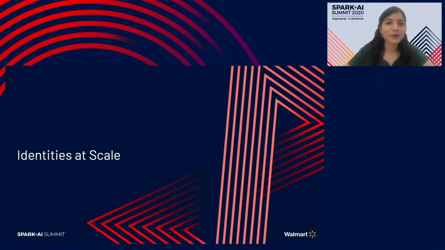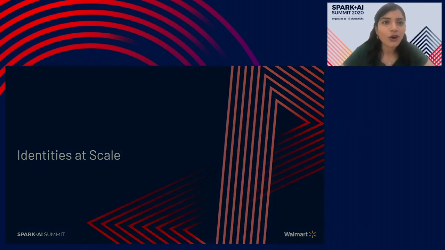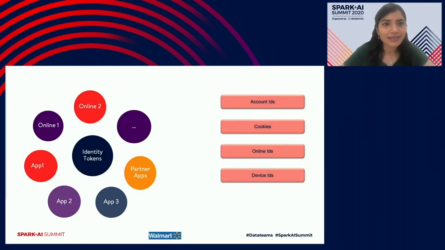Identities at scale. What do we mean by identities? Anything that helps us to uniquely identify who you are is known as an identity, or we can call it a token that helps to trace your identity. So when we log into a website, your login ID can be an identity. The device from which you log in, the device ID can be your identity. Even your browser cookie ID can be an identity.